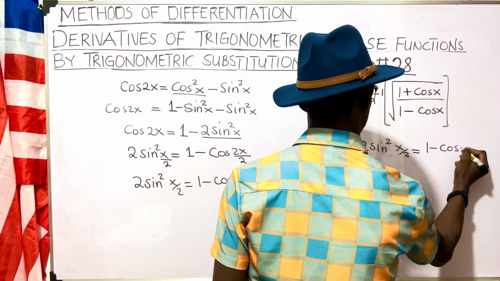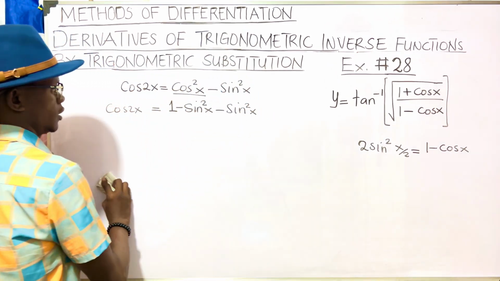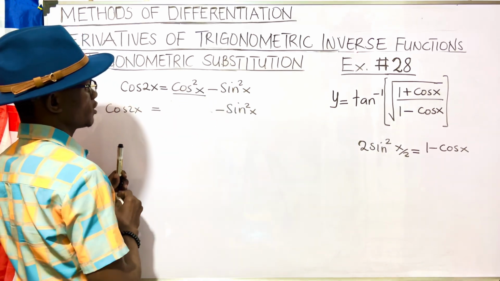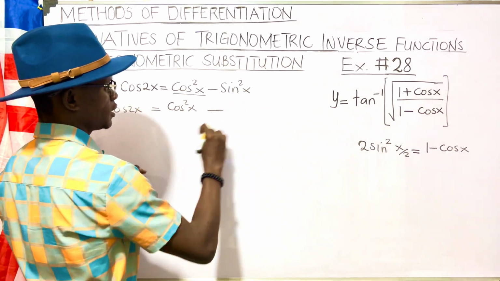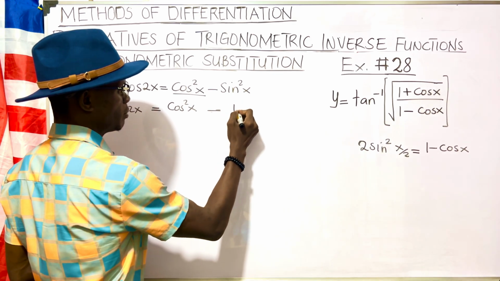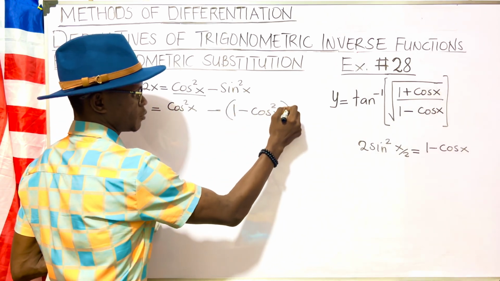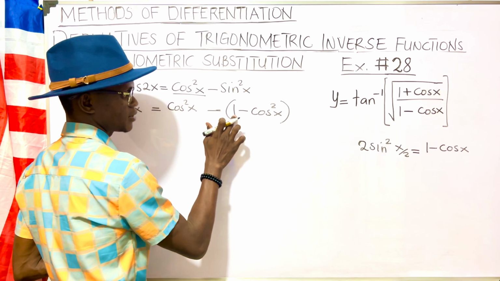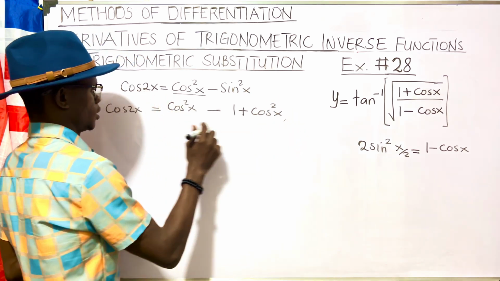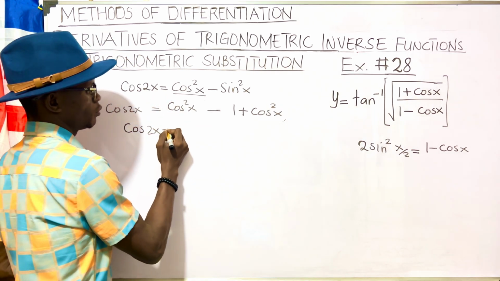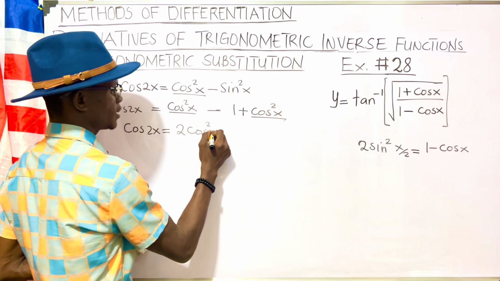So 1 minus cos x. Similarly, if we rewrite this cos square x and replace this sine square x with its Pythagorean identity, that is 1 minus cos square x, now because of this negative, we have to put this in parentheses such that minus times this positive 1 will give us minus 1. Minus times minus will give us positive. So cos of 2x now will just be equal to cos square x plus cos square x, which is 2 cos square x minus 1.